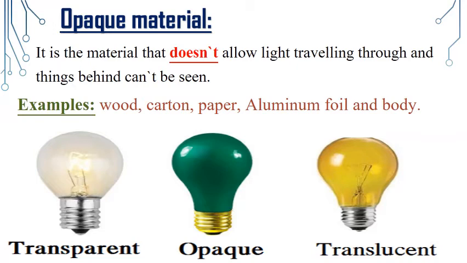What else? Carton, paper, aluminum foil, and the body. And also we have metals and other examples. So, what's meant by opaque materials? It's a material that doesn't allow light to pass or transmit or travel through it, and objects behind cannot be seen at all, like wood, carton, paper, aluminum foil, and the body.